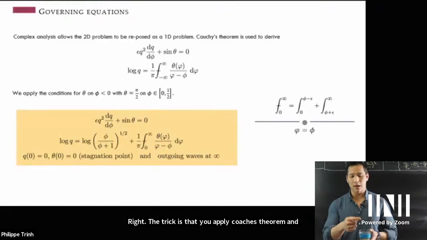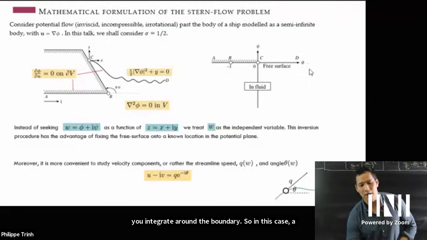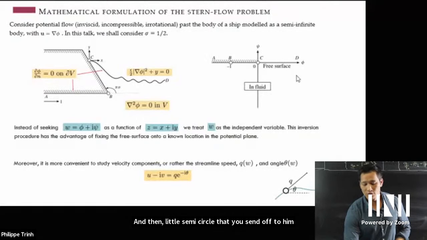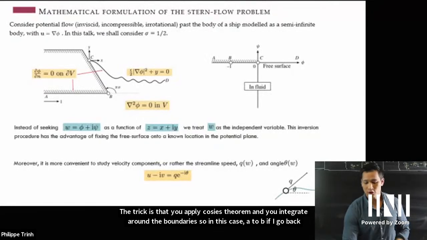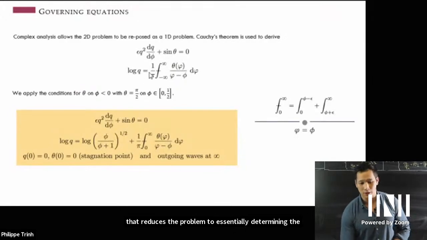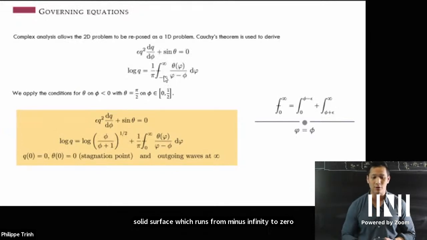So in this case, A to B, if I go back to my previous picture, you integrate from A to B to C to D, and then a little semicircle that you send off to infinity. And that reduces the problem to essentially determining that Q and theta should satisfy a boundary integral equation. So you have Bernoulli's equation and a boundary integral equation, which is integrated on your solid surface, which runs from -infinity to 0, and then your free surface, which runs from 0 to infinity.